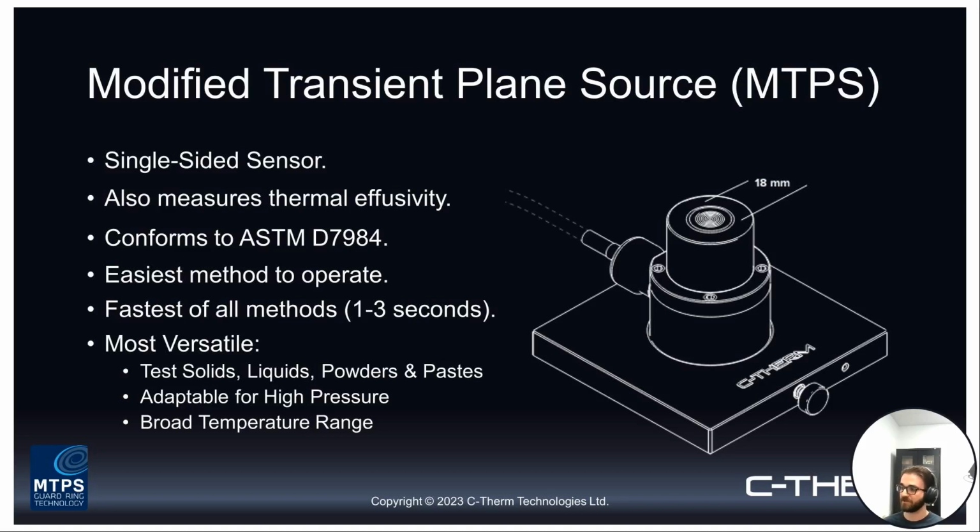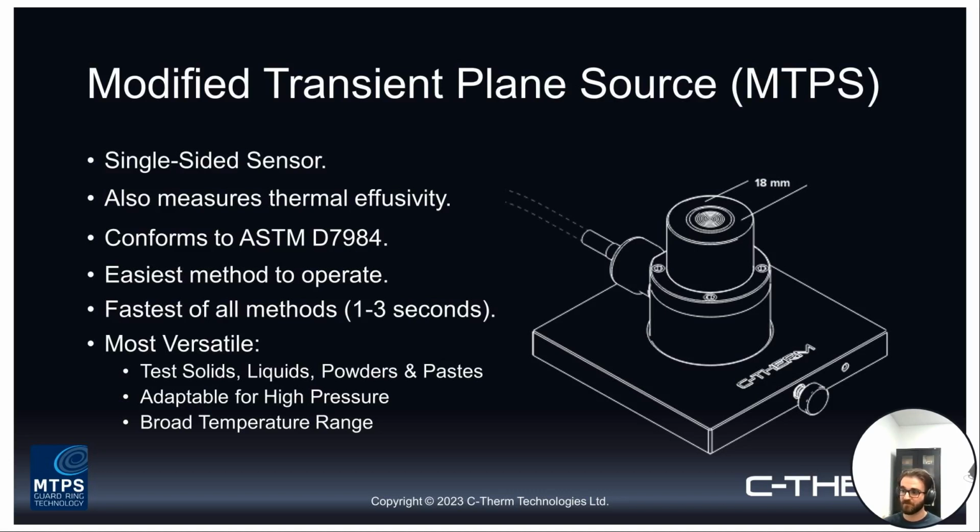So we're going to start out by looking at the Modified Transient Plane Source, or MTPS. As I mentioned, this is C-Therm's proprietary sensor design. It is a single-sided sensor that provides some unique testing access capabilities. It also provides a measure of thermal effusivity. All the methods that we'll discuss here today provide conductivity as what most groups are interested in, but some of them will also provide an additional property. With the MTPS, that is thermal effusivity, sometimes referred to as thermal inertia.